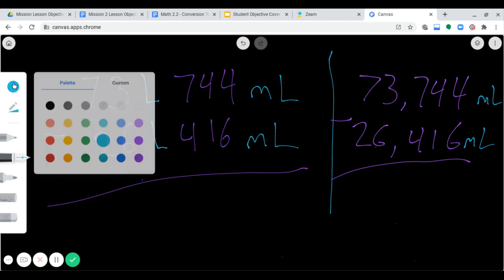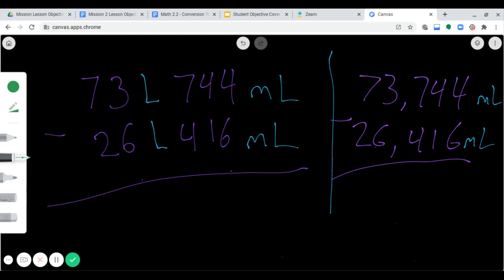So I could keep it like this. And so if I subtracted them, let's choose right here. Green? Yeah, green works. So I would just go, hey, 4 minus 6. Can I do 4 minus 6? Nope. I have to borrow. 4 becomes a 14. So then I have 14 minus 6, which is 8. I have 3 minus 1, which is 2. I have 7 minus 4, which is 3.